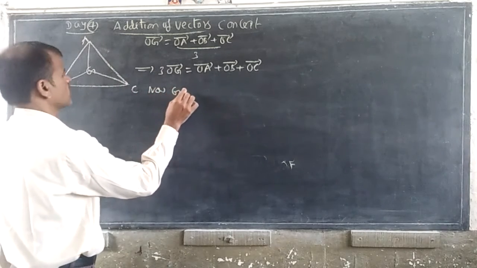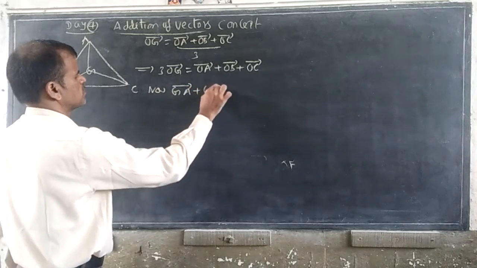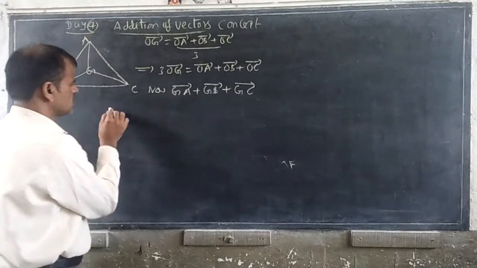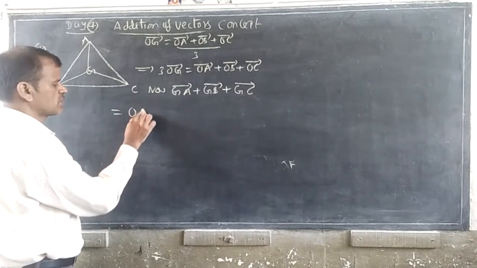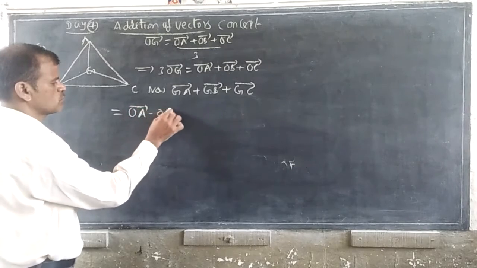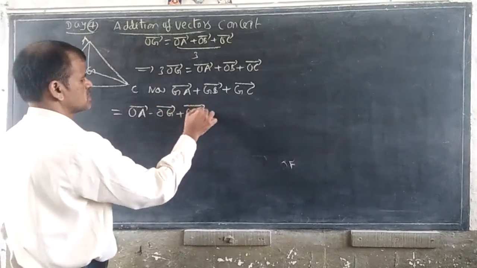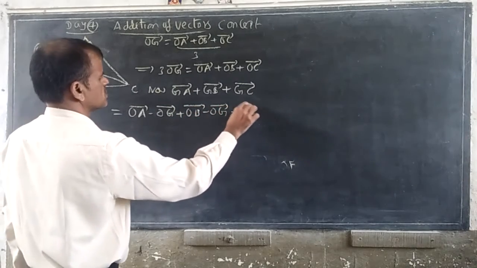this is another formula, the fifth formula: GA plus GB plus GC. This is a useful formula in objective exams. You can write this according to the position vector concept: O second letter minus O first letter. OA minus OG plus OB minus OG plus OC minus OG.